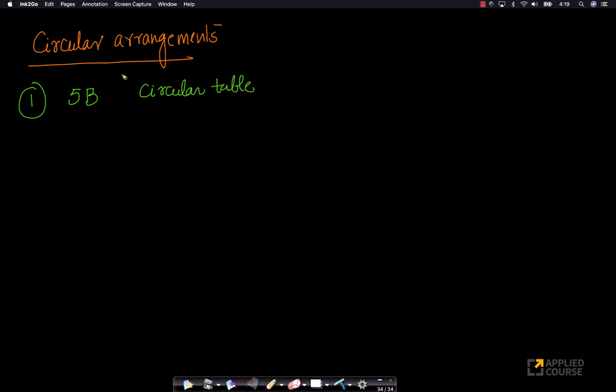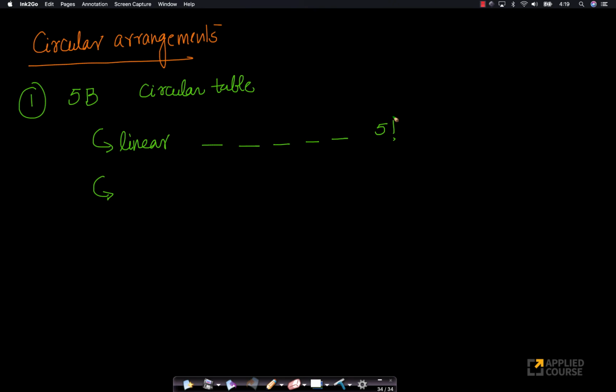Okay, in how many ways can I arrange them? Look at this. Forget about the fact that it's circular. In how many linear ways, if I were to arrange them in a line, right? I have 5 positions or 5 chairs and I have 5 boys. In how many ways can I arrange them? 5 factorial ways. First step.